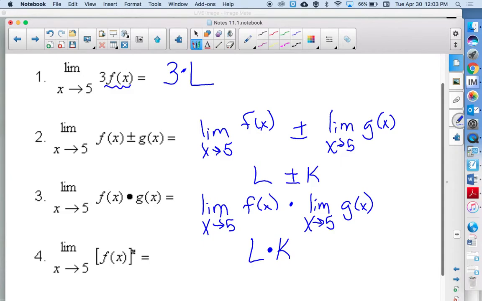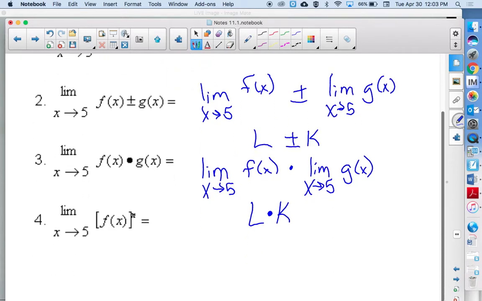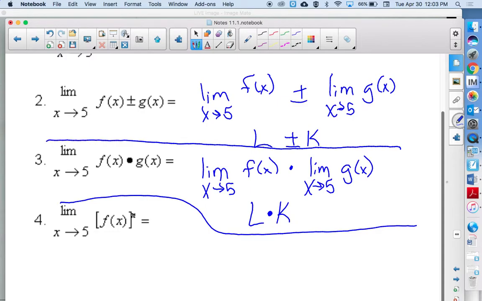So part C of number 49 wanted you to divide f of x by g of x. So you're dividing the two limits. And then the last operation is when it's raised to a power. So then you're just taking the limit and raising the limit to the power. So essentially, you're not doing anything to the function. You're applying the operation to the limit. So that's how you would do operations with limits.